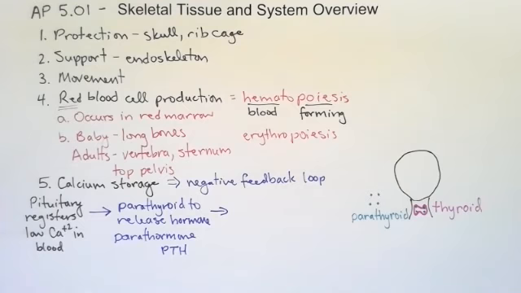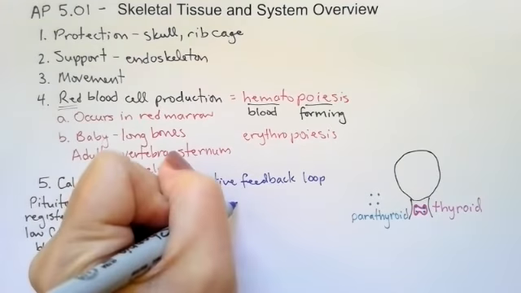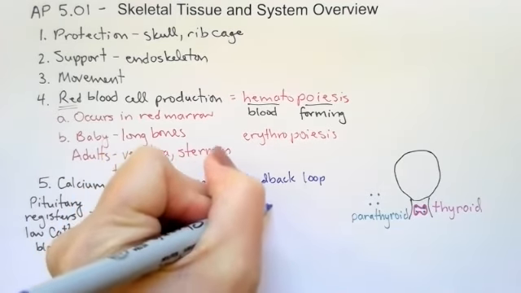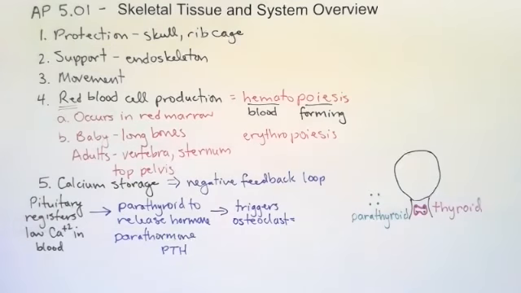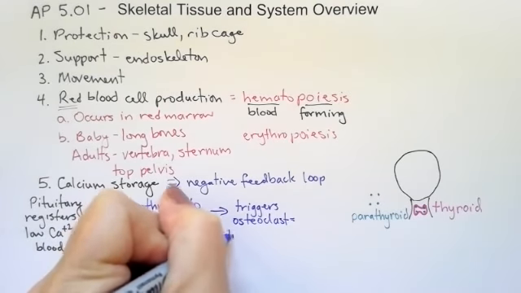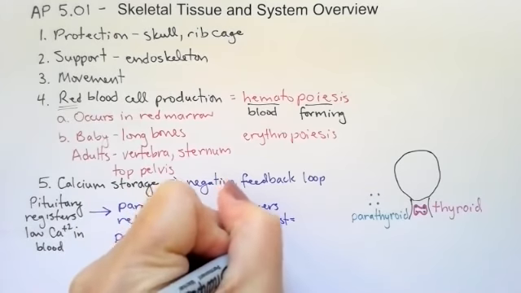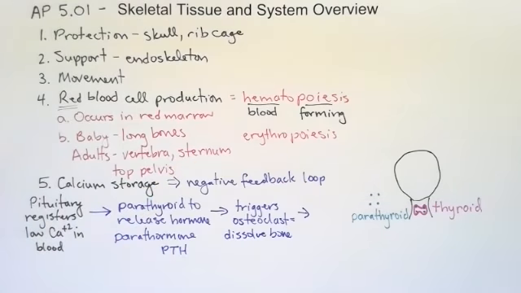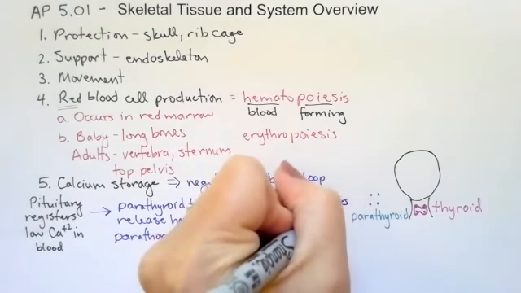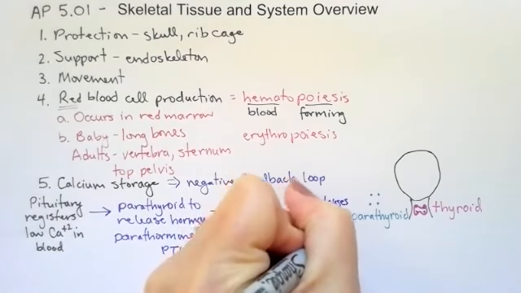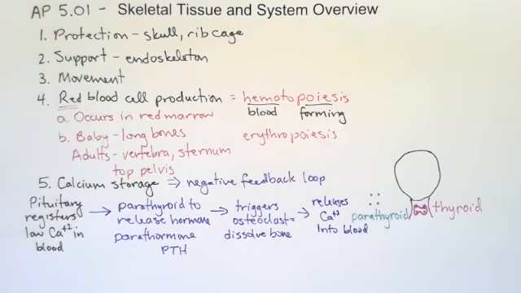And what this does is it triggers a cell in your skeletal system called an osteoclast. And the job of osteoclasts is to dissolve bone. Well, if you're dissolving bone, you're also dissolving calcium. And so this releases calcium into the blood and raises your level.